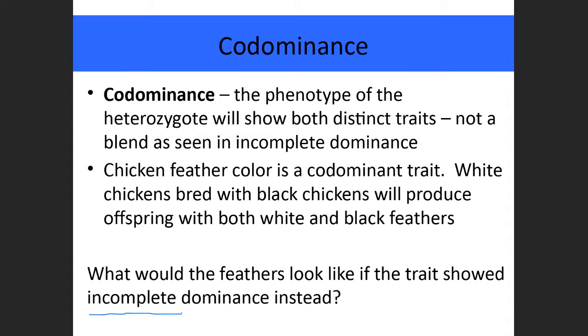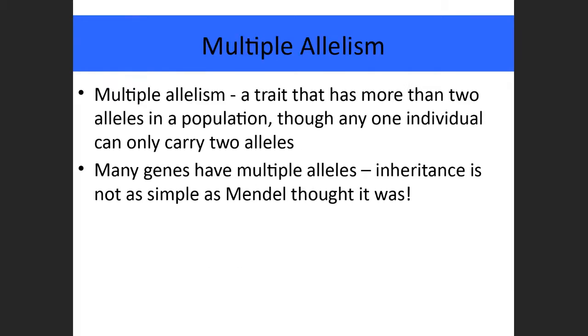Okay, in addition to incomplete dominance and codominance, there's also the possibility that there's more than two alleles for a trait. So everything we've talked about so far has two alleles. You have a red flower or a white flower. You have a purple flower or a white flower, right? You've got two options. You've got dominant and recessive, or two different traits that could blend. That's not how things all work in the real world. There can be many alleles for a trait.